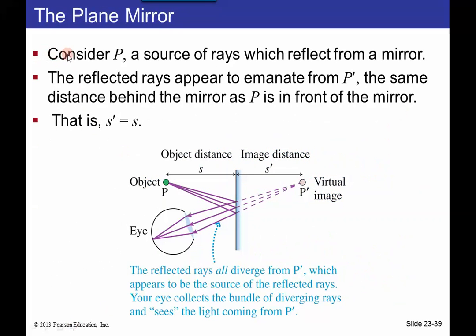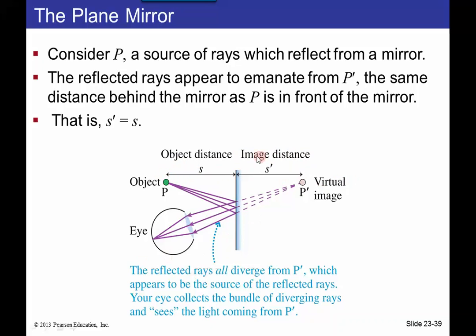Now let's see what happens with a mirror, and consider here we have a point P, and this point is a source of light, and you have rays coming out of P and they get reflected, right? If you're looking at the mirror from here, it's going to look to you as if the light is coming from this point. This point P prime is called the virtual image. The distance S prime is called the image distance, or the distance of the virtual image. And this S is called the object distance.